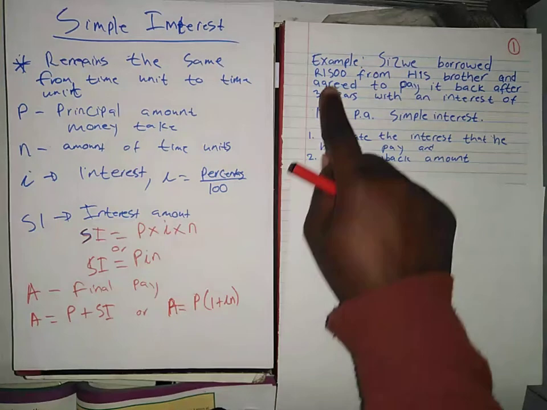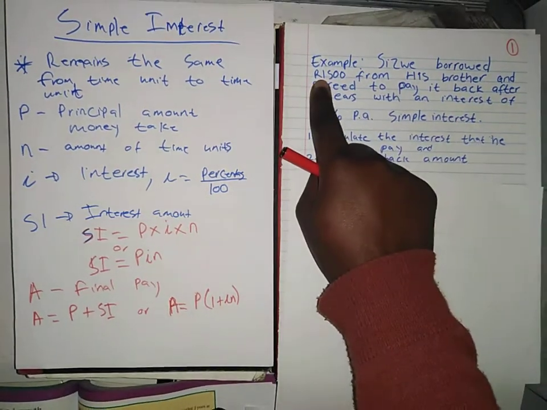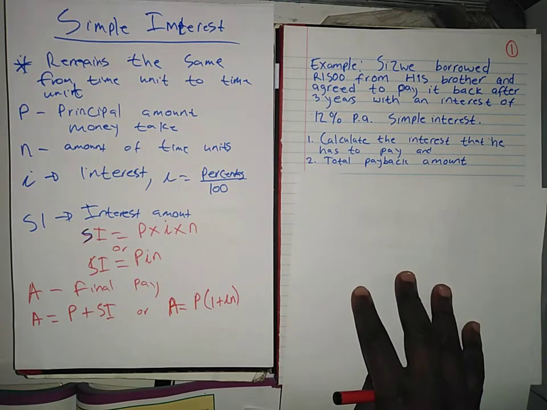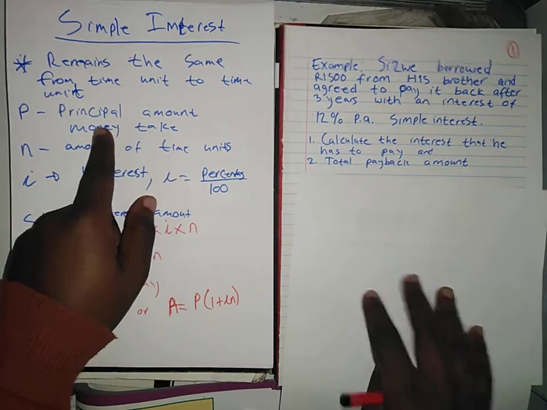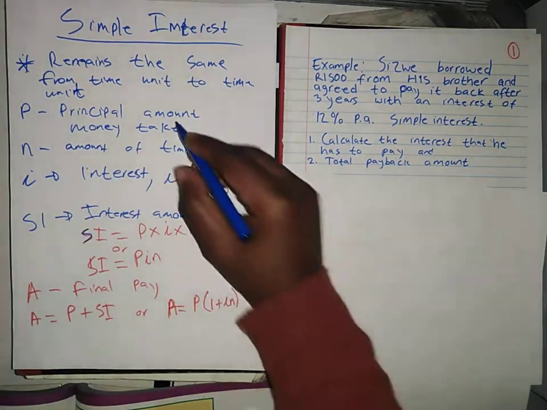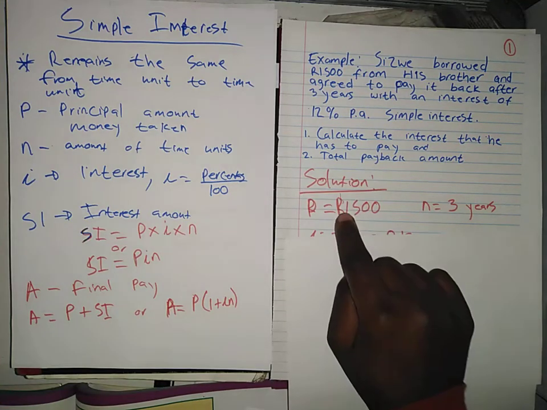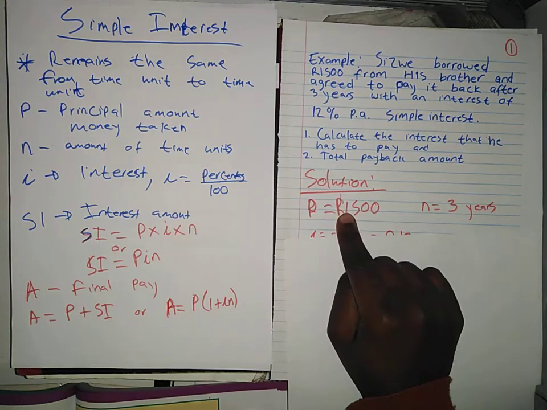Okay, so for example, here they say Sizwe borrowed 1,500 rand. The money borrowed. What is it? Money taken. What is the amount of the money taken? The amount of money taken is 1,500 rand. Can you see?